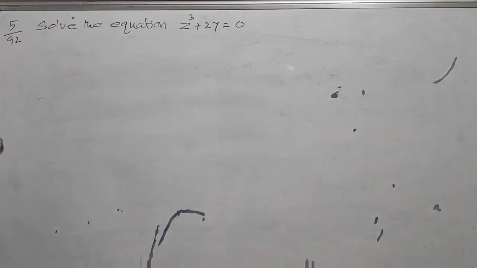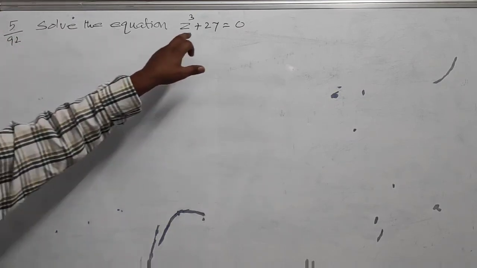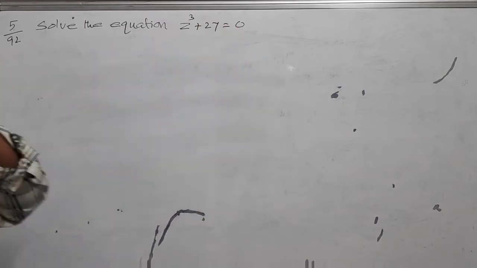Next, this is problem number 5, given on page 92. Solve the equation z cube plus 27 equal to 0.